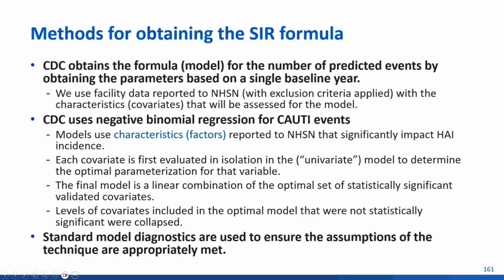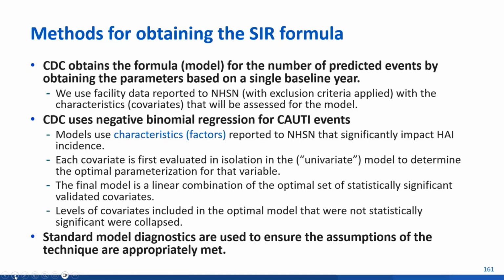First, we limited our data to a single baseline year, 2022, and we used reported data from all facilities applying specific exclusion criteria. We built our predictive models using a negative binomial regression model, and this type of regression is commonly used for count and rate data and was also employed in the 2015 baseline.